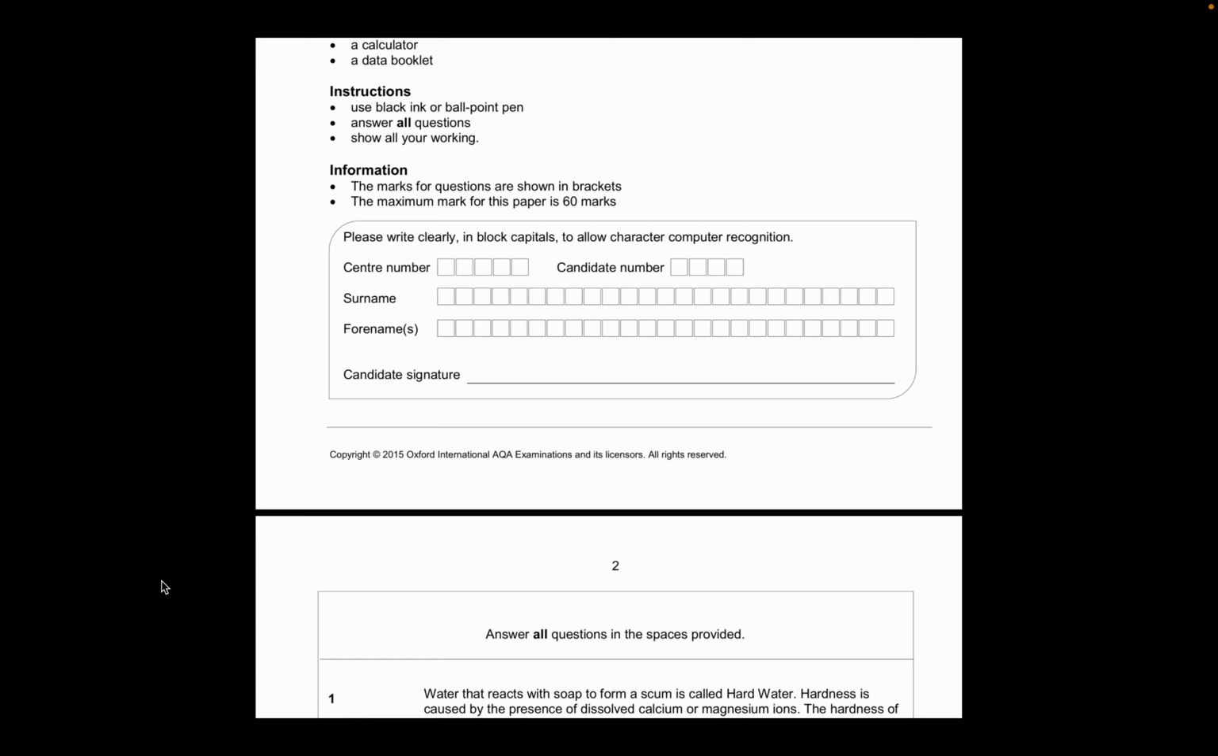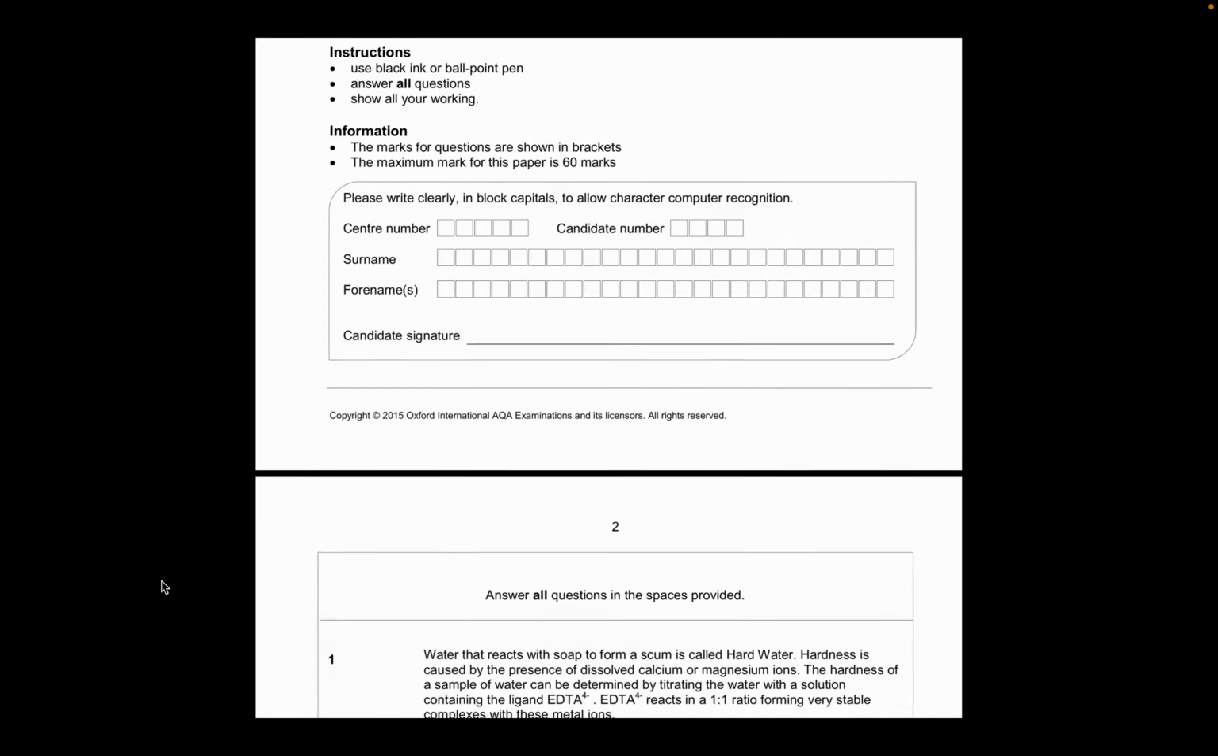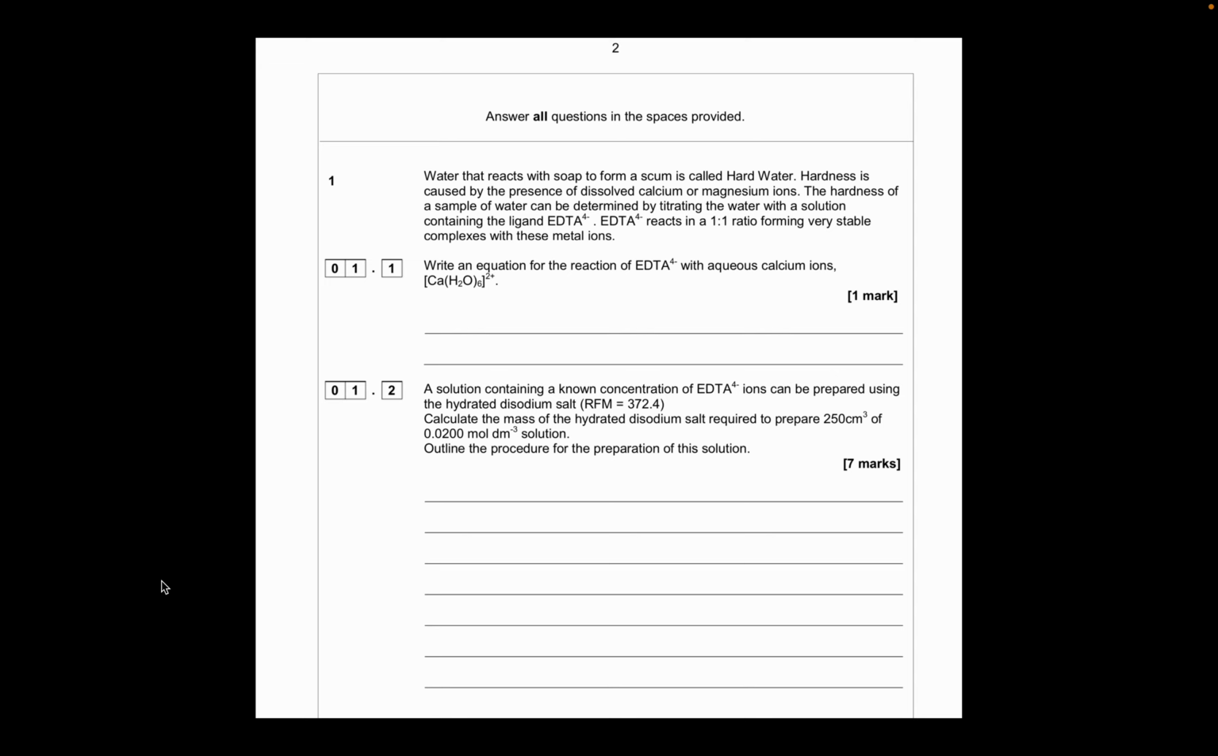So here, instructions: use black ink. By the way, this is really important that you bring a black ink pen to the exam. Okay, show all your working. The maximum mark for this paper is 60 marks. So yeah, let's start with the first question.